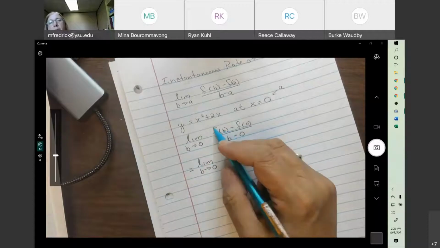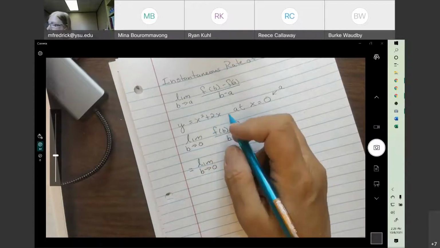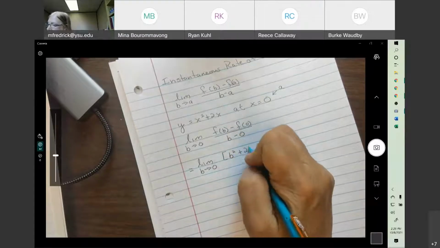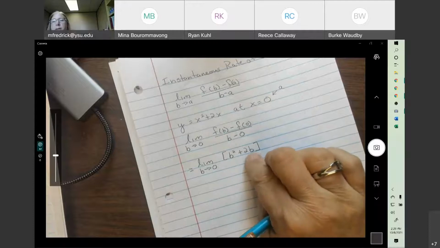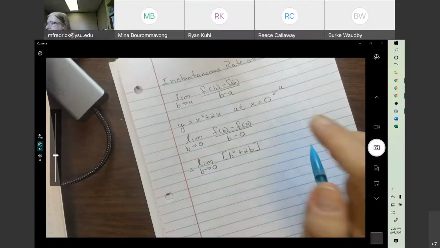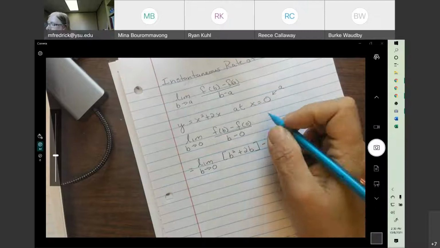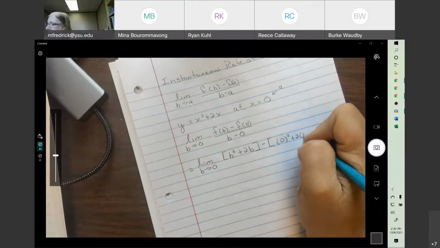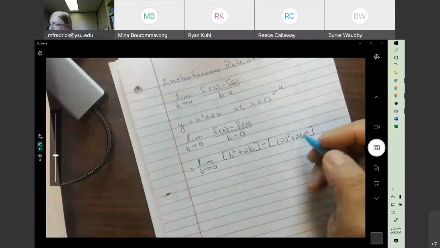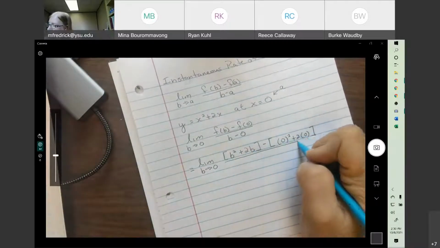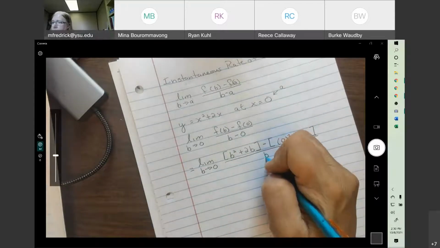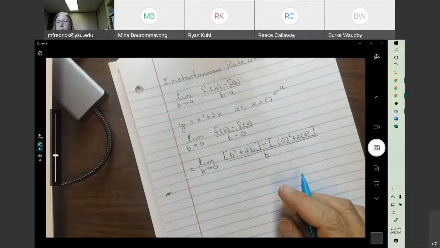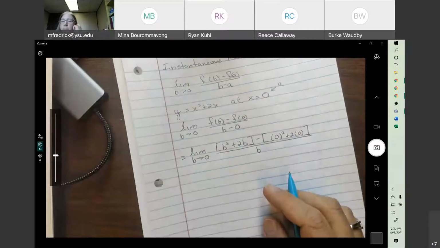First one's f of b, so you just plug b wherever x is. B squared plus 2b. This would be f of b minus f of 0, plugging in 0. 0 squared plus 2 times 0. All over b minus 0 is b. Any questions so far?